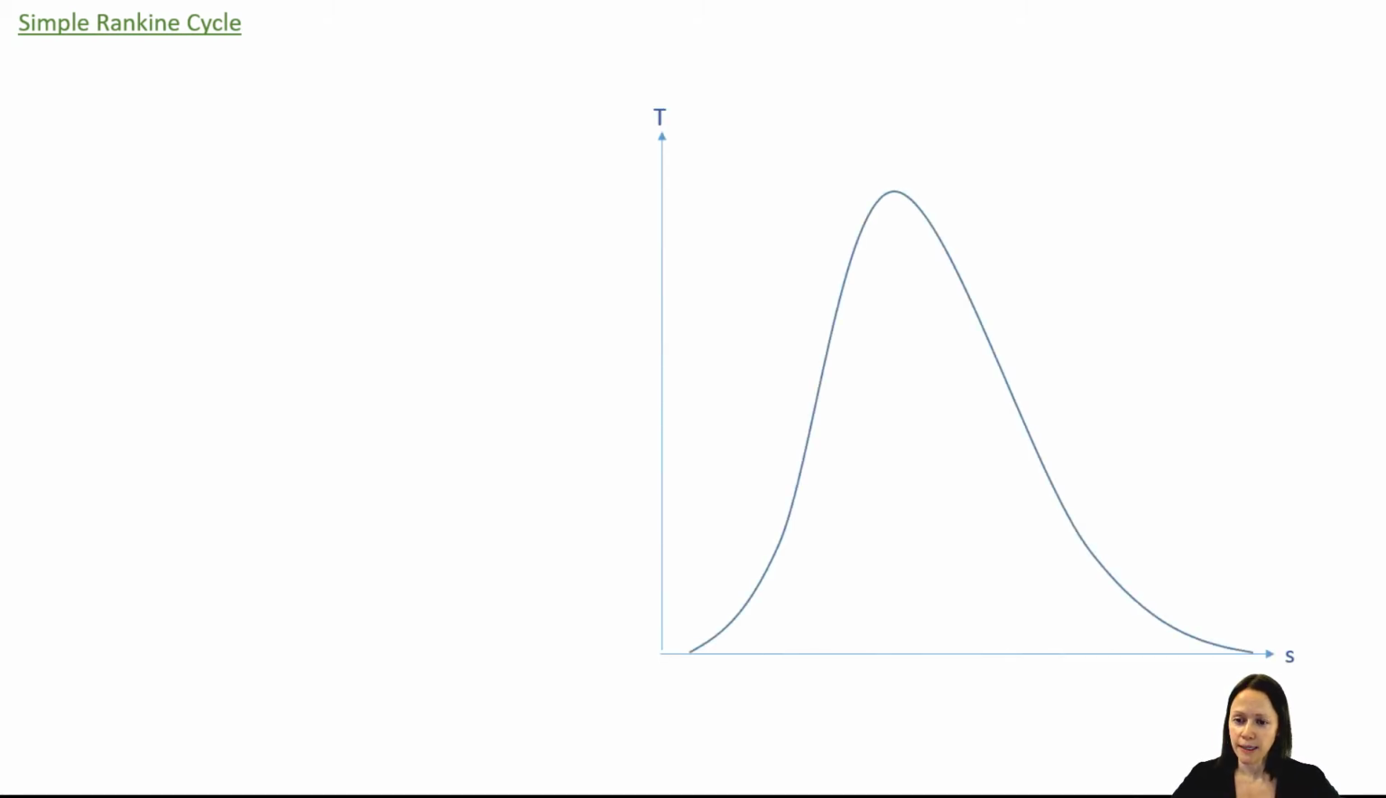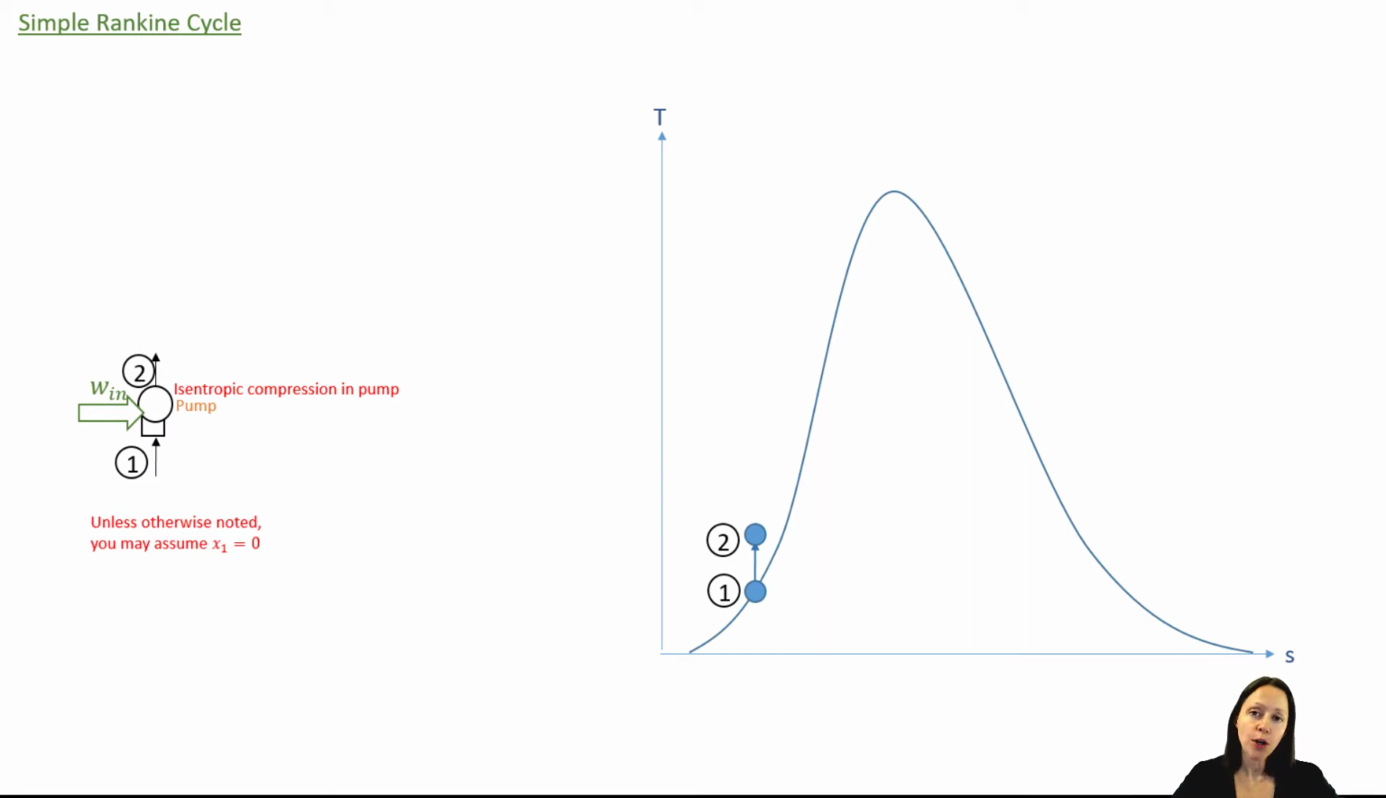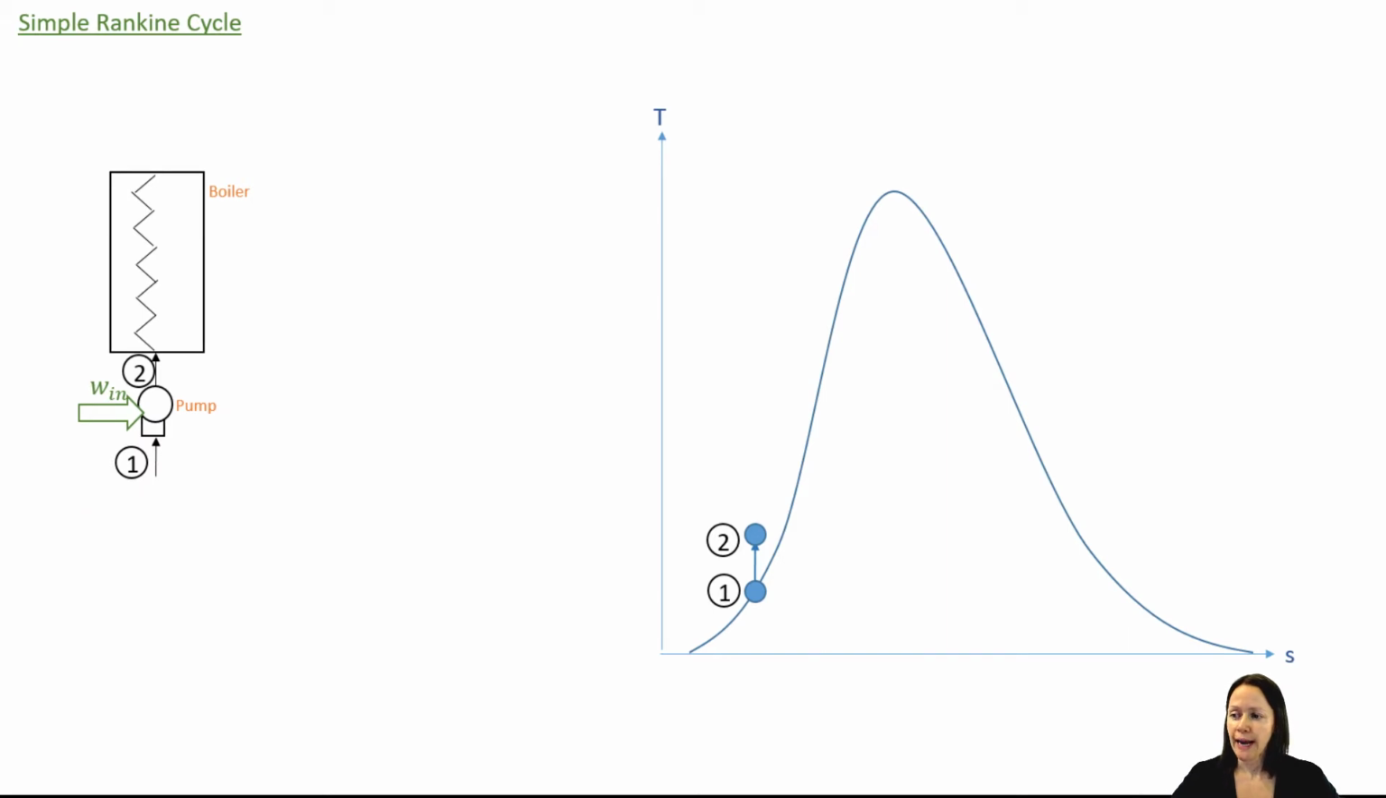All right, so the simple Rankine cycle, let's follow along on a TS diagram. The first process, from state 1 to 2, is an isentropic compression within a pump, and of course that requires some amount of work in. Unless otherwise noted, you can assume that the quality at the inlet of the pump is 0, so you've got a saturated liquid going in. With a pump, you don't want any bubbles, right? You don't want any gas bubbles to form. So it's either going to be from a saturated liquid to a compressed liquid, or a compressed liquid to a compressed liquid.